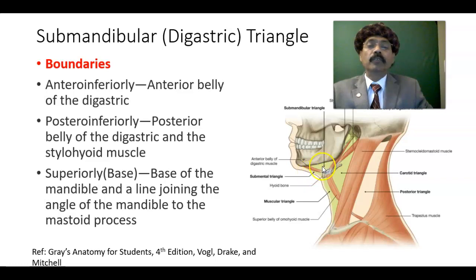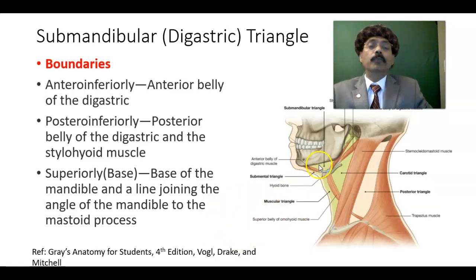This is a paired triangle; we have another on the other side. This is an unpaired triangle, the submental triangle. We have the muscular triangle here, and the carotid triangle. All of them are paired triangles except the submental triangle.